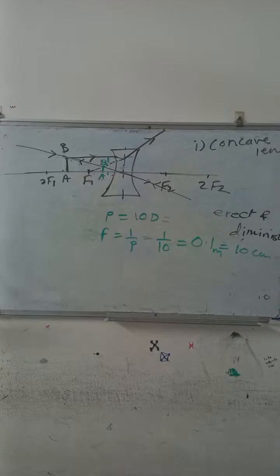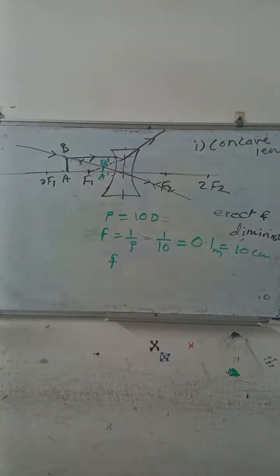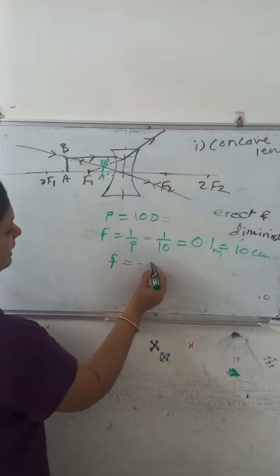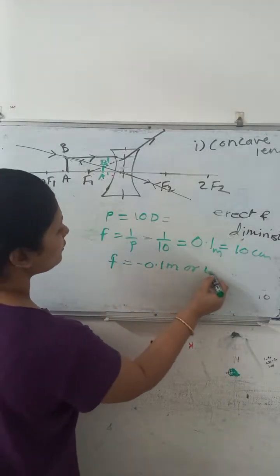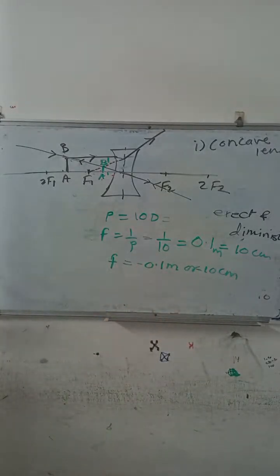Okay, copied everyone, understood. Here power is given in terms of diopter, 1 by 10. But here we can't write 10. Why? Because we got focal length as 0.1 meter, but this is a concave lens. So focal length we get as minus 0.1 meter, or minus 10 centimeter. So remember, don't forget the sign.